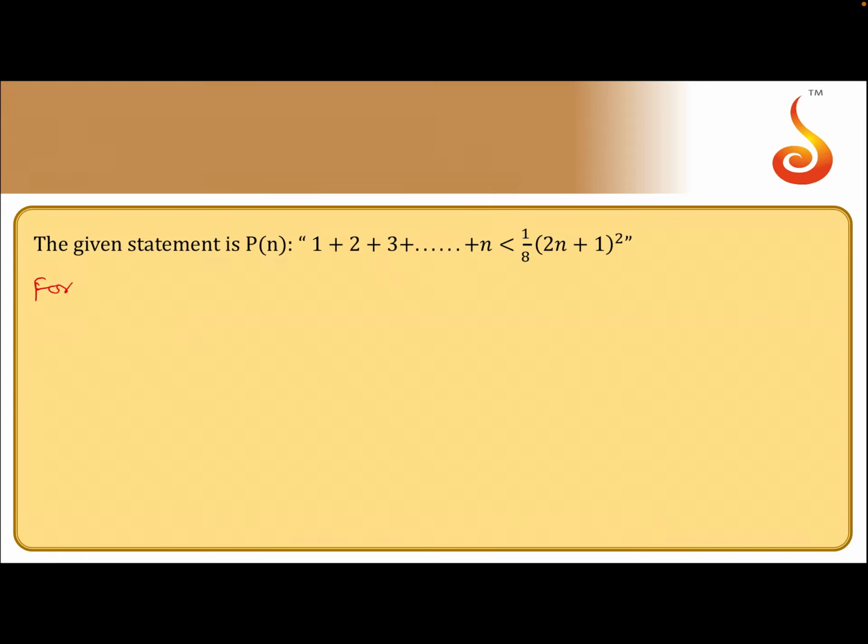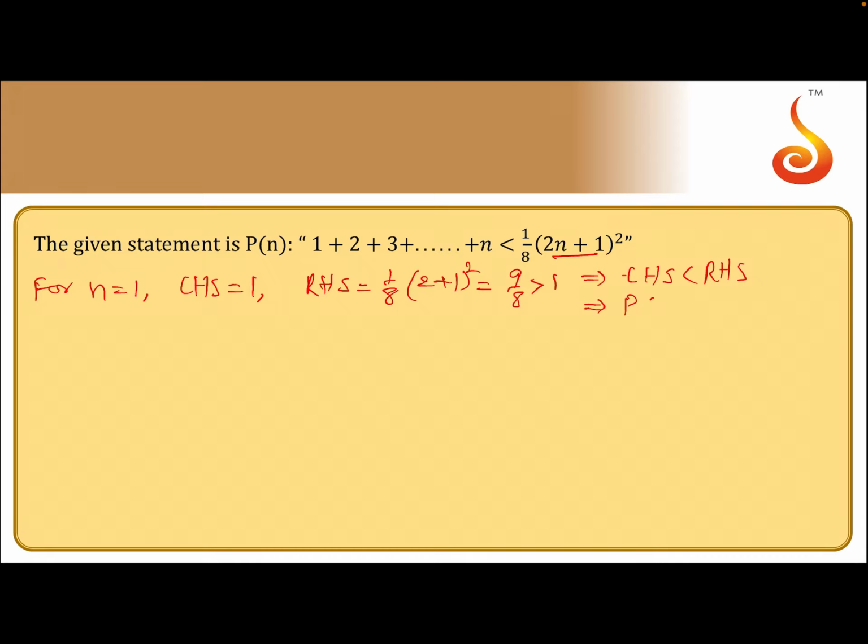First, for n equals 1, the left hand side is only 1, and the right hand side of the inequality, 1 by 8 times (2n plus 1) whole square, becomes 1 by 8 times (2 plus 1) whole square, nothing but 9 by 8, which is greater than 1. So RHS is greater than LHS, so LHS is less than RHS, and therefore the statement is true for n equals 1. So P1 is true.